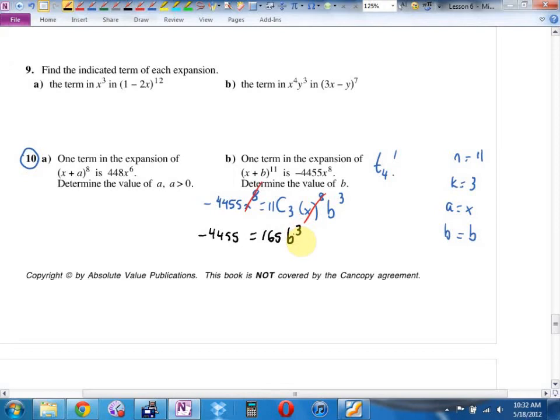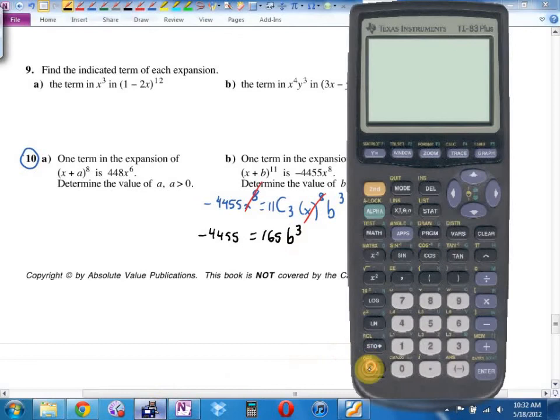Now what? Divide by 165, and then how would I get rid of a cubed? It's going to be negative 4455 divided by 165. Where's cube root? I think if you hit math, there's cube root, option number 4. So B is negative 3.